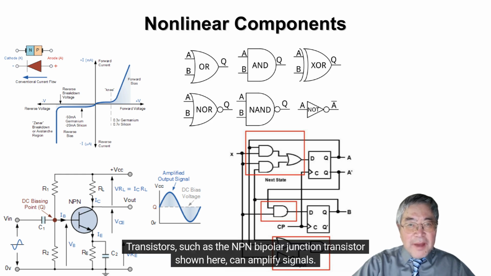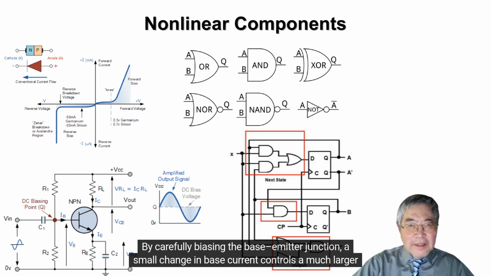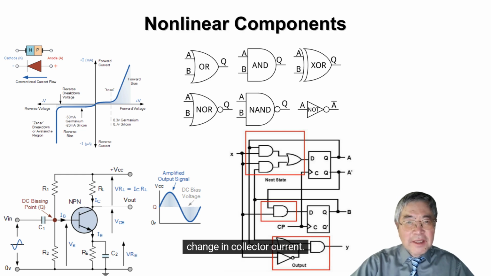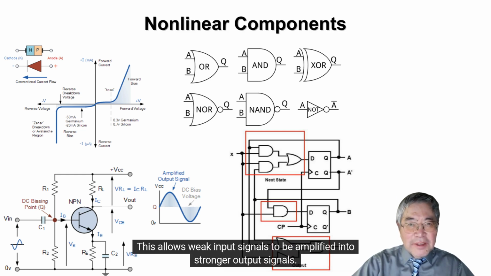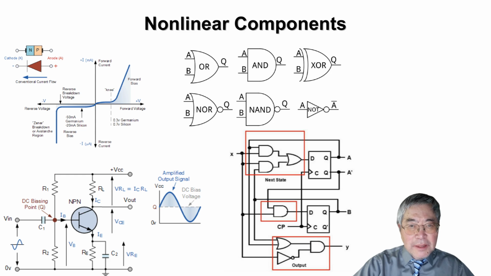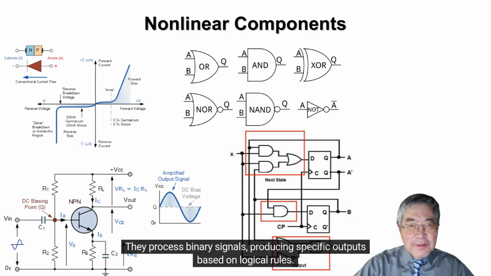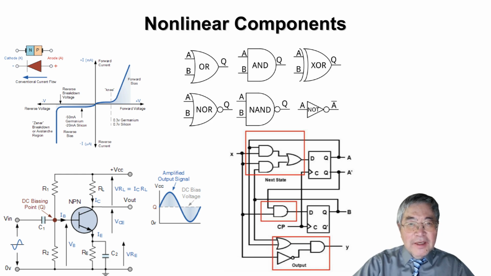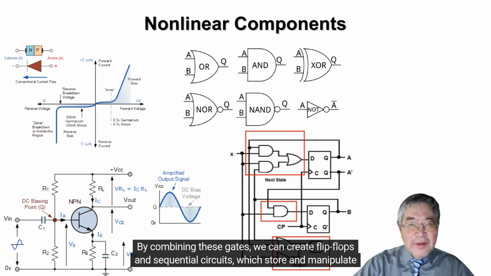Transistors, such as the NPN bipolar junction transistor shown here, can amplify signals. By carefully biasing the base-emitter junction, a small change in base current controls a much larger change in collector current. This allows weak input signals to be amplified into stronger output signals. We also have digital logic gates: OR, AND, XOR, NOR, NAND, and NOT, which are the building blocks of digital electronics. They process binary signals, producing specific outputs based on logical rules. By combining these gates, we can create flip-flops and sequential circuits which store and manipulate digital information.